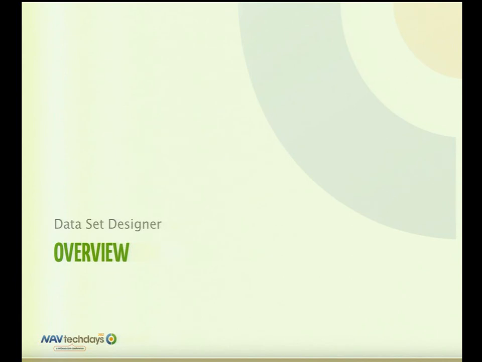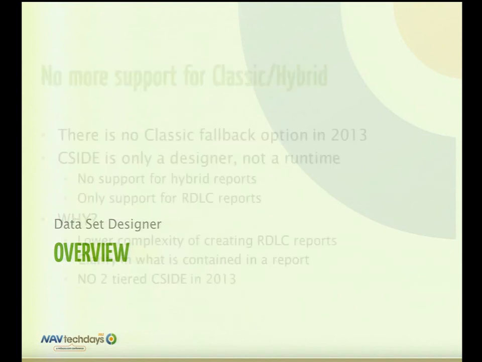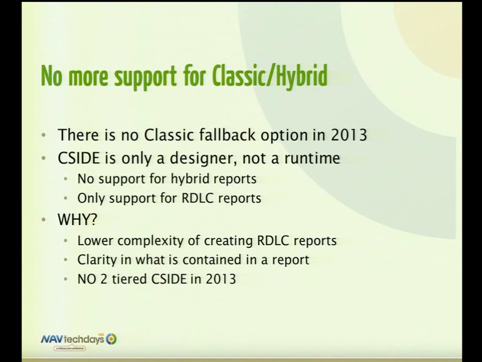But going into the new version, where we had to get rid of the two-tiered model, we had to turn off the hybrids. We needed to have a clear data set. So in 2013, as it's been said many times before, there is no classic fallback. That means that all reports have to be RDLC reports. It's mainly to lower the complexity of reporting and give more clarity on where data comes from and how to maintain the data inside it.